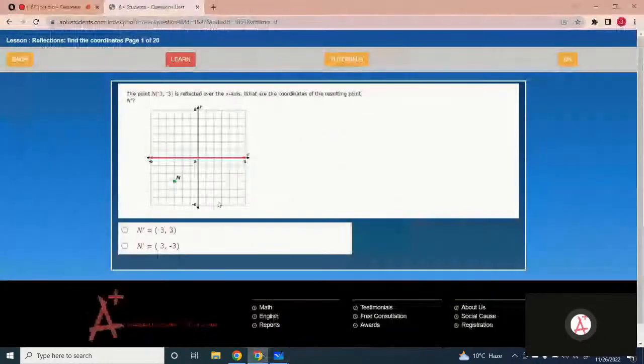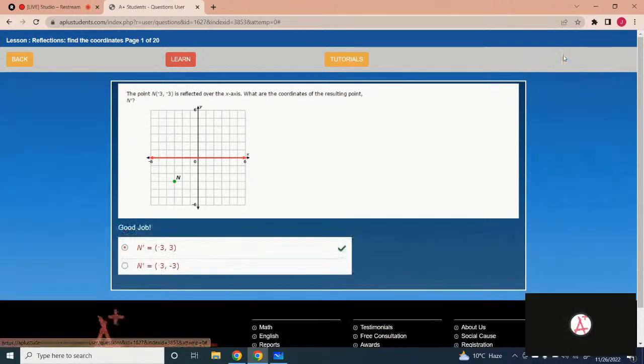So the y coordinate is negative 3. For the new one, it would be 3. So it would be negative 3 and 3. The new point, the reflected point, is negative 3 and 3. Got it, everyone? So just select the correct option and click on the OK button.